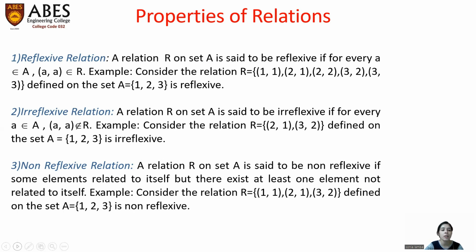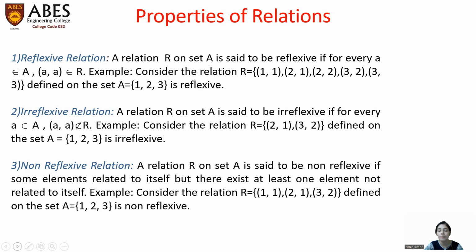The next category of relation is non-reflexive. A relation R, which is defined on the set A, is said to be non-reflexive if some elements are related to themselves, but there exists at least one element which is not related to itself. If the relation violates the property of both reflexive and irreflexive relations, then we say that the relation is non-reflexive. For example, for some elements the ordered pair (a, a) belongs to R, but for some it does not belong to R, then the relation is said to be non-reflexive.